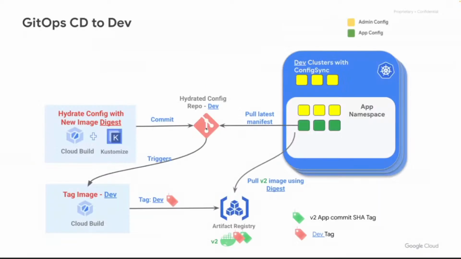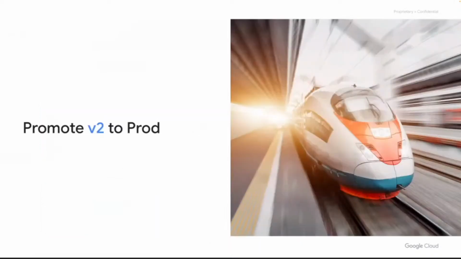As soon as the GitOps push is done, commit is done, all the config sync across all the dev clusters is going to pull the latest manifest, and then the Kubernetes itself will pull the latest digest from that manifest. And on the sideline, we are also triggering another pipeline that will tag the container image with the dev environment, just to indicate, as we saw, that this v2 container image now has been rolled out to the dev environment. The next part of the process is to promote to production.